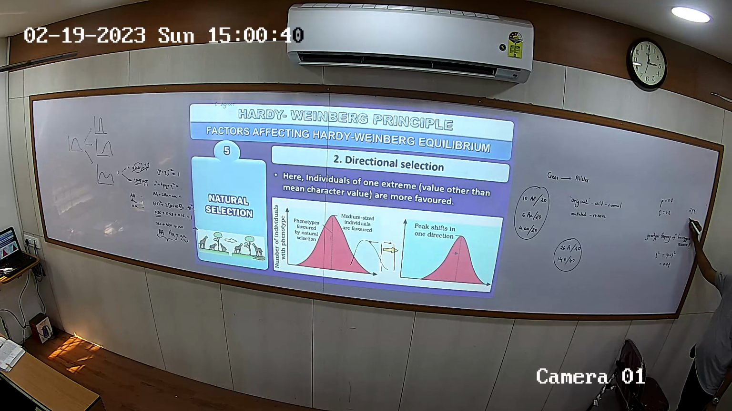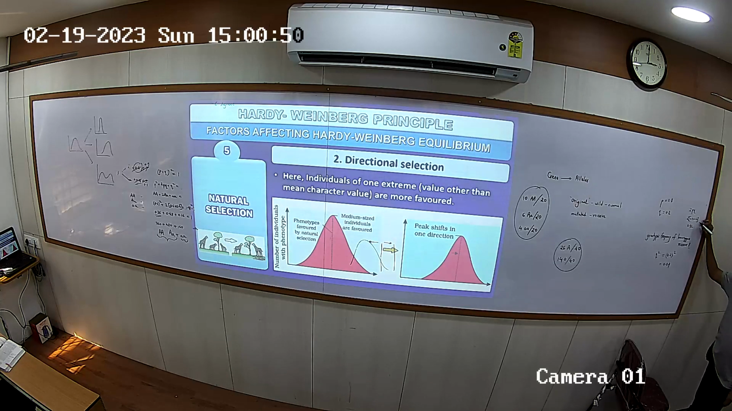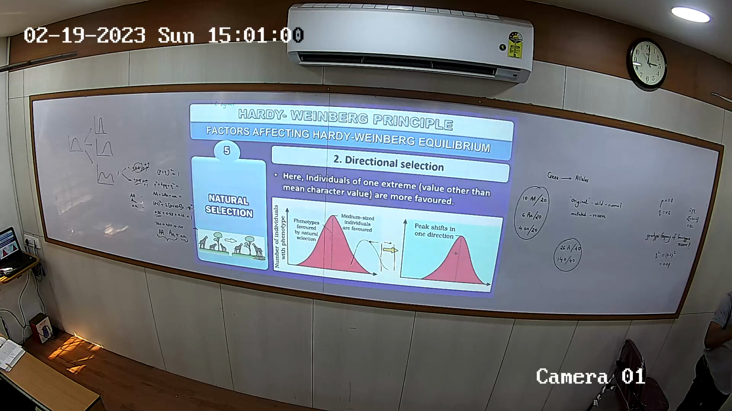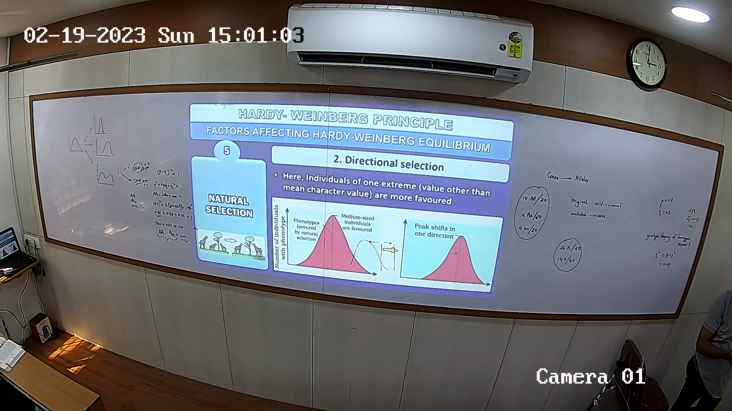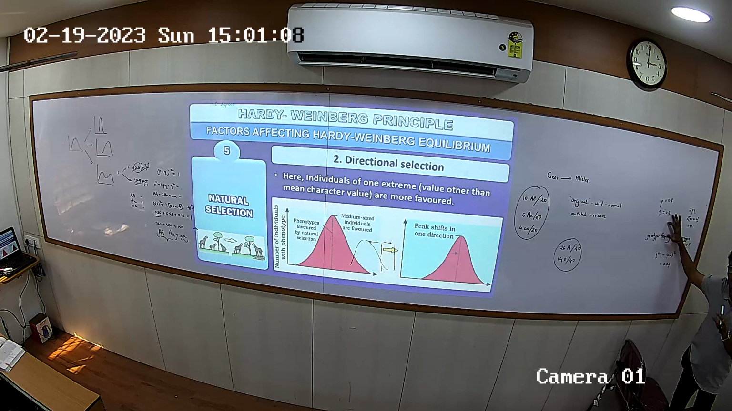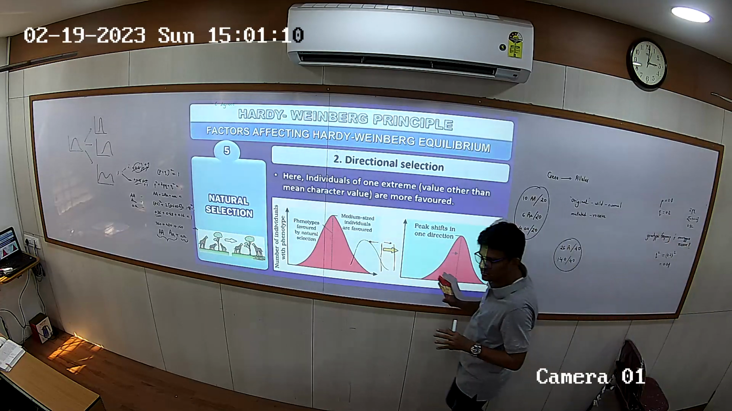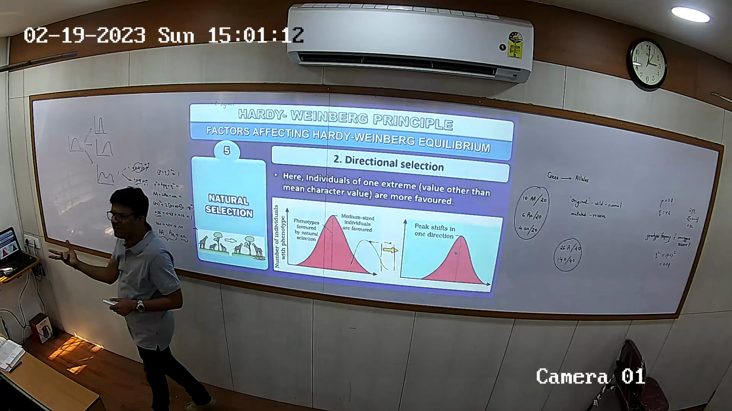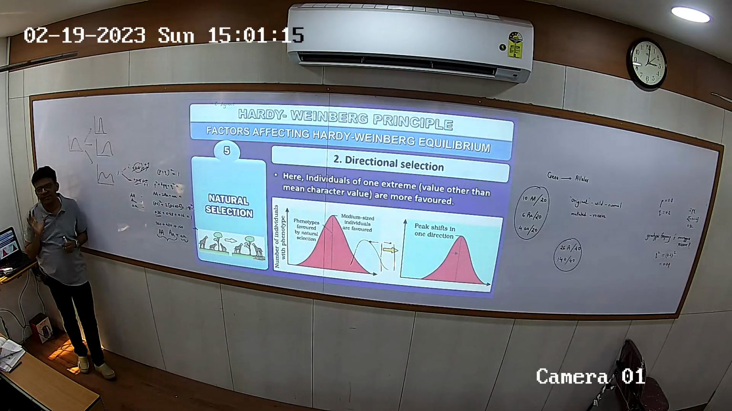2PQ, no? 2 into 0.8 into 0.2. So is it 0.32? And for homozygous dominant? 0.64. But that is all for one. As I said, if you have to calculate for 2000, 5 or 5000, you calculate accordingly. See, only these numbers will change. The theme will remain the same. The theme will not change, only numbers will change. The example will change, the formula will remain the same.